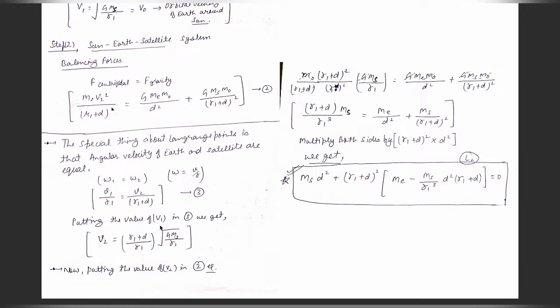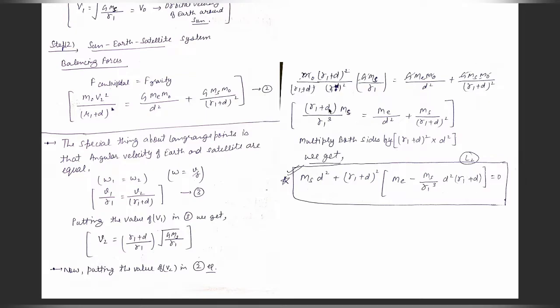So after putting the value of v1 in this equation, we get the value of v2 as (r1 + d) divided by r1 and root GMs divided by r1. So we are going to put the value of v2 in this equation, in the second equation.